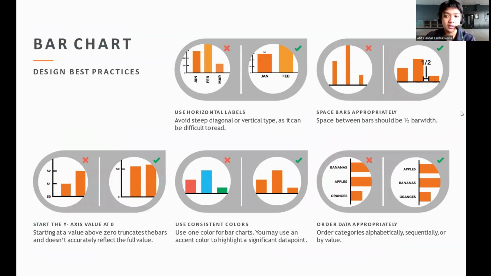The next one is how to use a bar chart itself. The best practices for designing a bar chart: you need to use horizontal labels instead of steep, diagonal, or vertical ones, as they can be difficult to read. Then use the space between bars appropriately. The space between bars should be half of the bar width itself. Then start the y-axis value at 0, not at an odd number. And then use consistent colors and also order data appropriately.